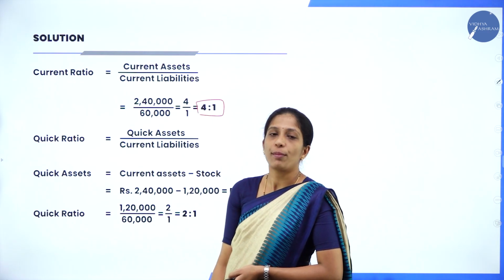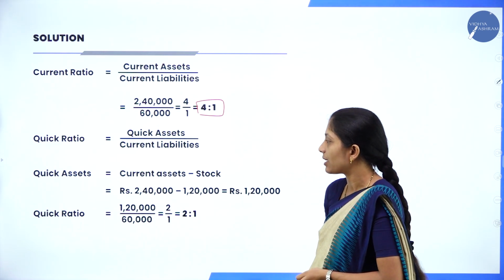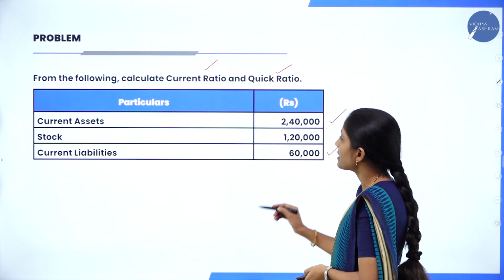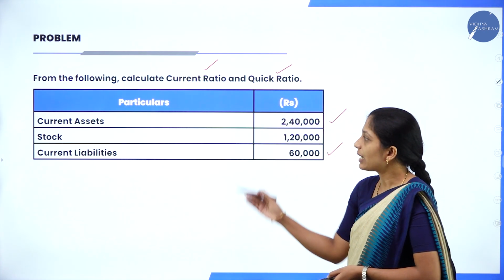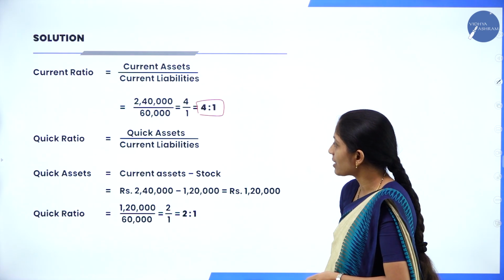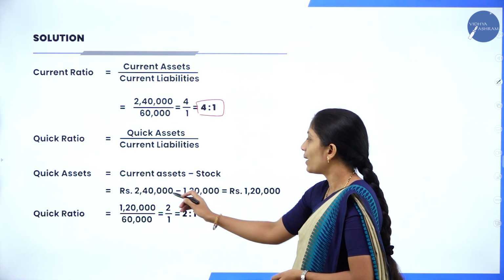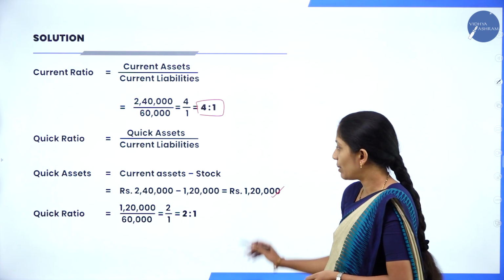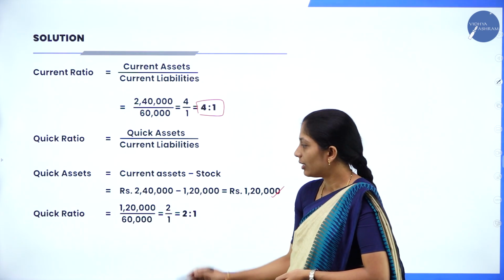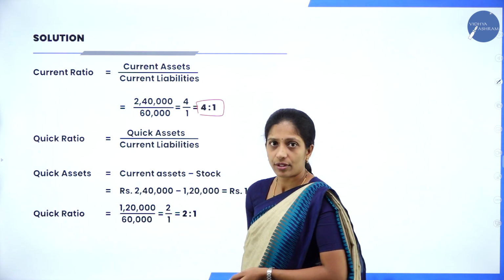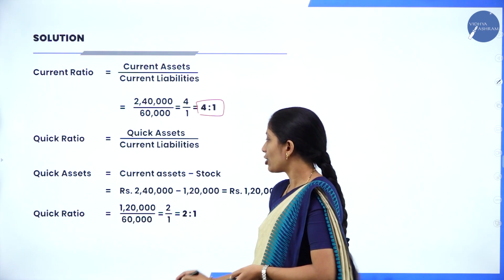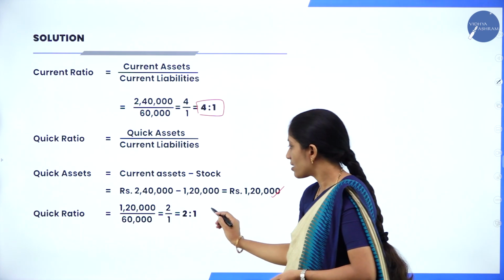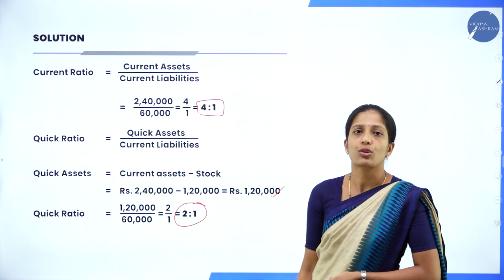Next, quick ratio. Your formula is quick assets divided by current liabilities. What is the formula of quick assets? Current assets minus inventories. Correct? So that is minus stock, you will get 2,40,000 minus 1,20,000, that is 1,20,000 will be your answer. Current liabilities you already know, that is 60,000. So quick ratio is equal to 1,20,000 divided by 60,000, 2/1. Your answer is 2:1. This is quick ratio.